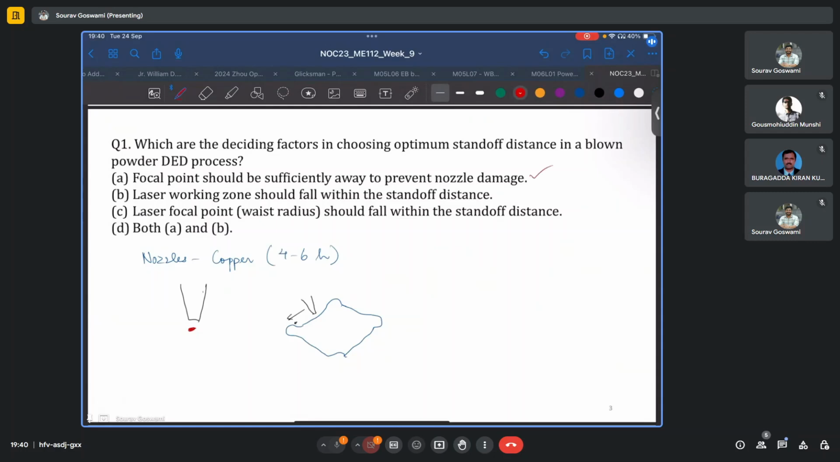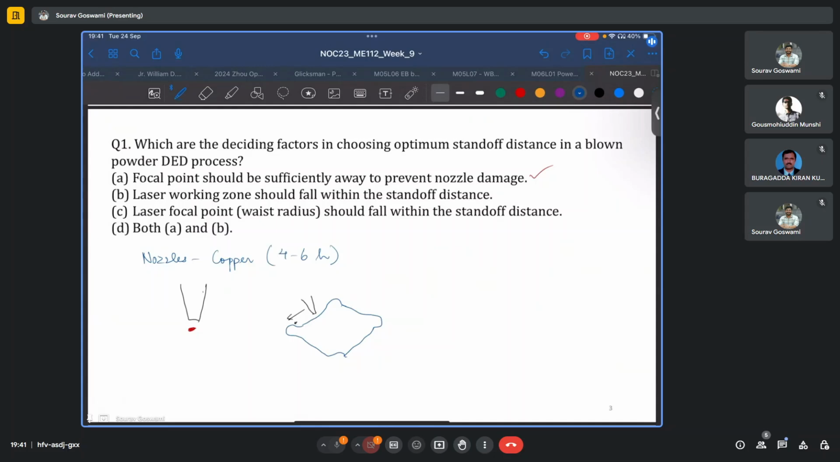The laser working zone should fall within the standoff distance. The standoff distance, as we know, is the distance of the nozzle or the tip of the nozzle from the substrate, and we want the working zone to fall within the standoff distance. The working zone is, informally, the region within which interaction of the powder or wire and the laser will lead to sound deposition.